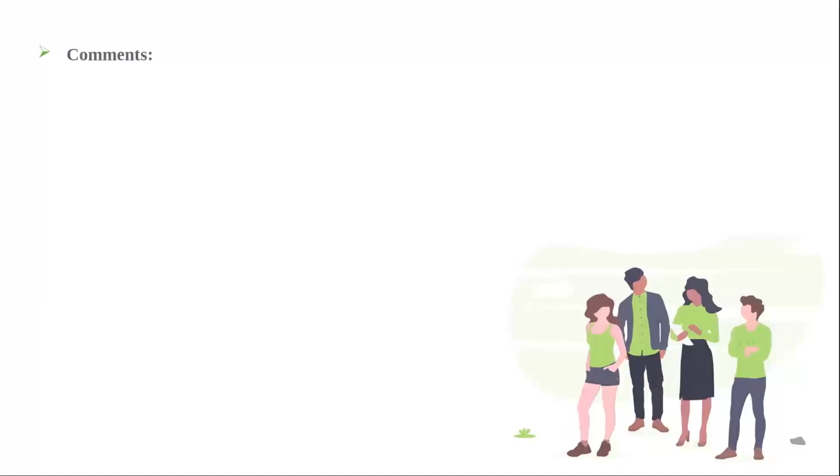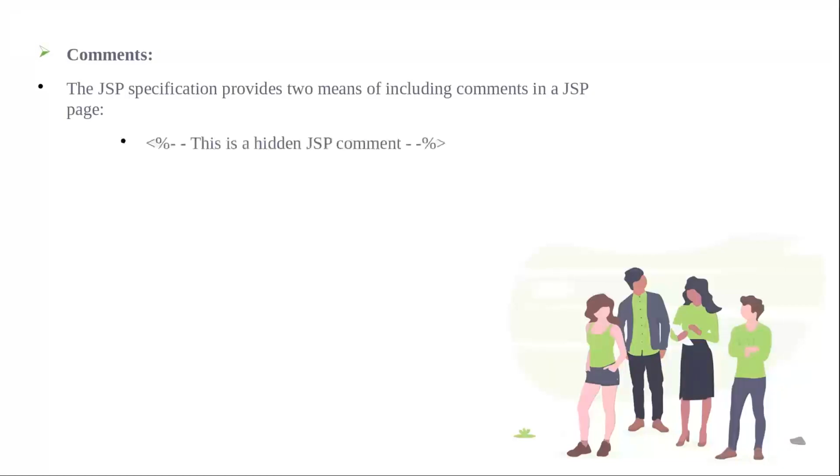Now next we come to comments. The JSP specification provides two means of including comments in a JSP page. One is for hidden comments, only visible inside the JSP page itself. The other is for comments included in the HTML or XML output generated by the page. The former type has the syntax with open angular brackets, percentage sign, dash dash, then you write the comment and end it with dash dash, percentage sign, angular bracket.